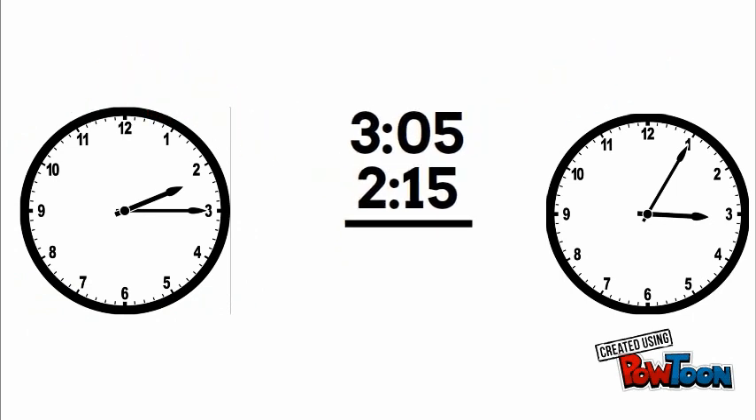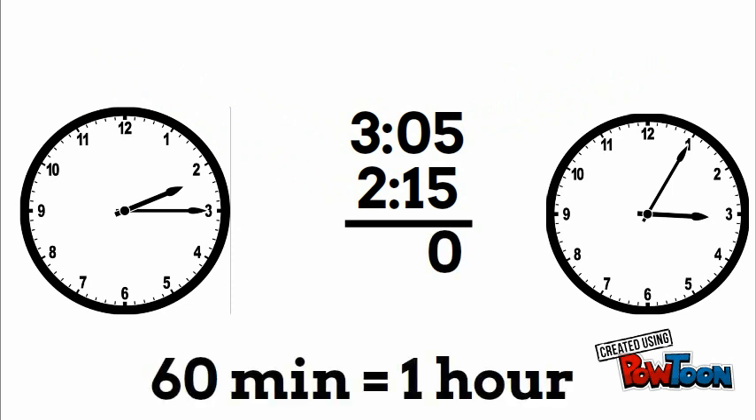If I wanted to subtract, I could have done 3:05 minus 2:15. 5 minus 5 is 0. Here, when we borrow, instead of borrowing 10, since there's only 60 minutes in an hour, you borrow 6. So 6 minus 1 is 5, and that's how we would have got 50 minutes by subtracting.